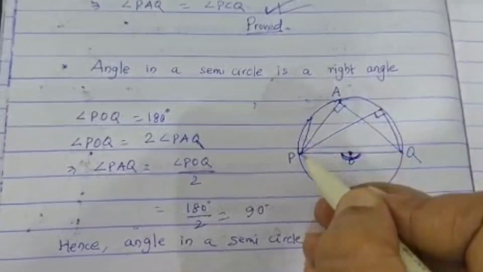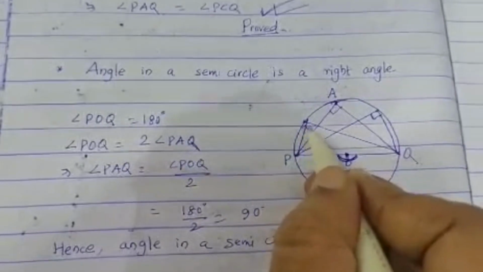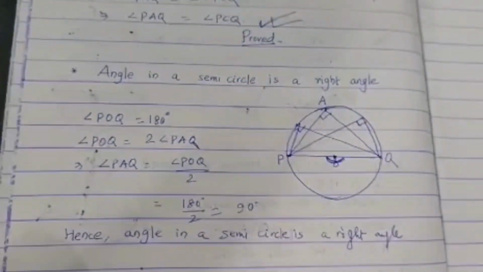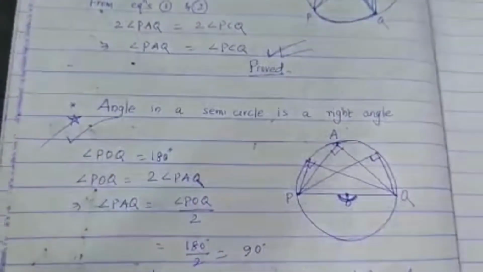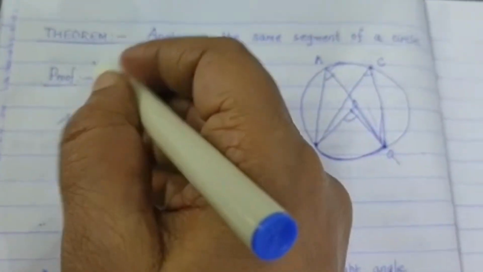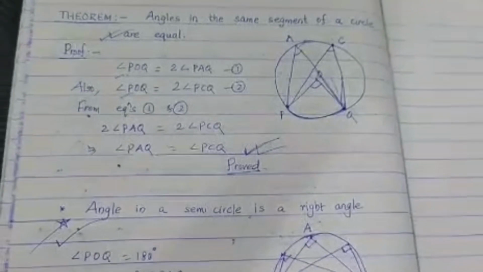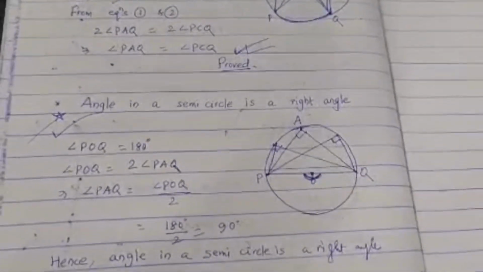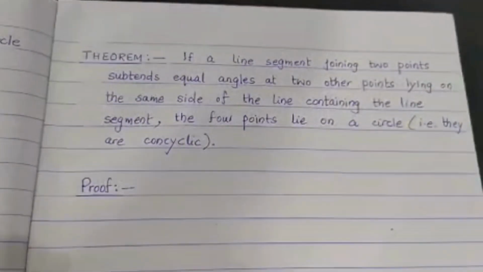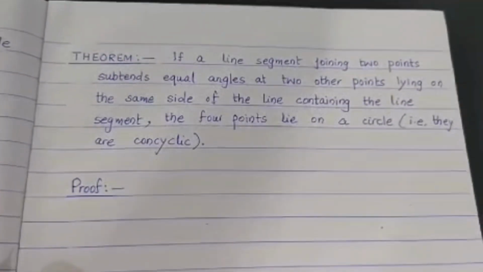Like here also you can do. So this is always 90 degree. So this is also an important property. This one and this one, all of these are important. Angles in the same segment of a circle are equal. Angle in a semicircle is a right angle. Now let's move forward. Now let's understand the last theorem of today's lecture.